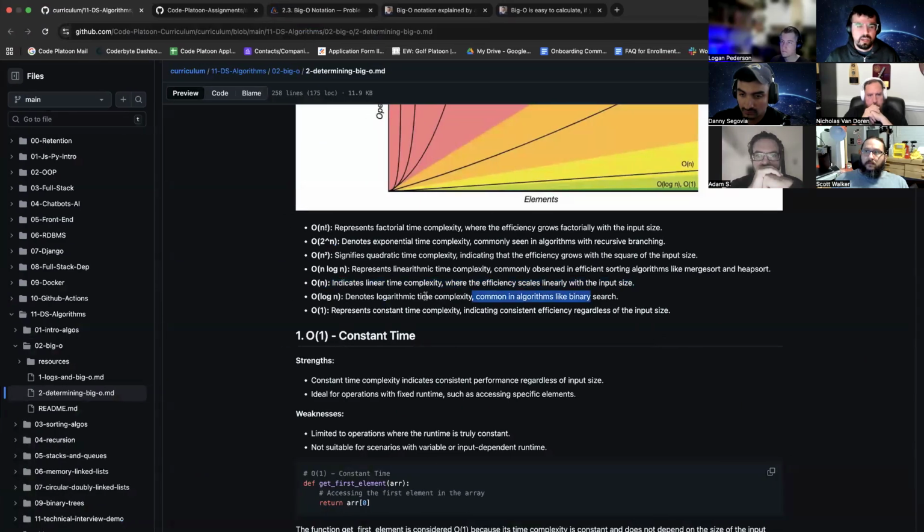Alrighty, O of log n denotes logarithmic time complexity, common in algorithms like binary search, probably one of the most common search algorithms, which I don't even think is today. I think that's tomorrow, but we'll jump into it. Oh no, that is tomorrow. So you'll get to play around with binary search tomorrow. And then O of 1 represents constant time complexity, indicating consistent efficiency regardless of input size, right? How does the dictionary in Python exemplify this right here?